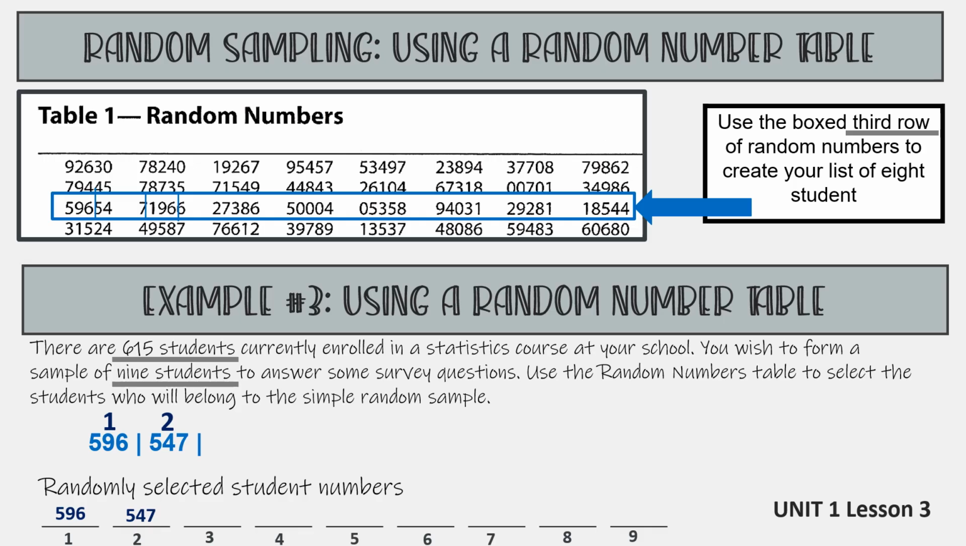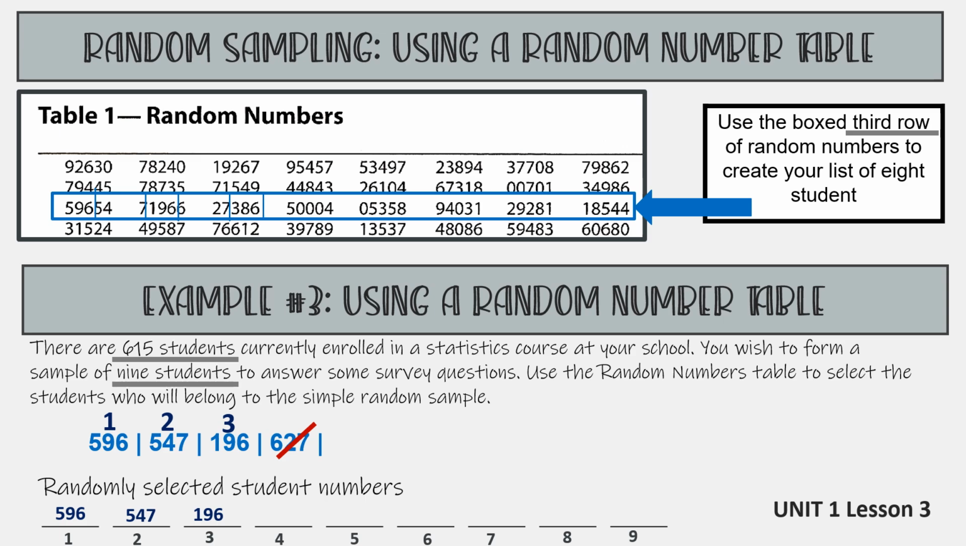3 more digits gives us 196. That works. It's our third value, third student number that we selected. That works. Next 3 digits are 627. That's too high. We only have 615 students, so we have to cross that one off.